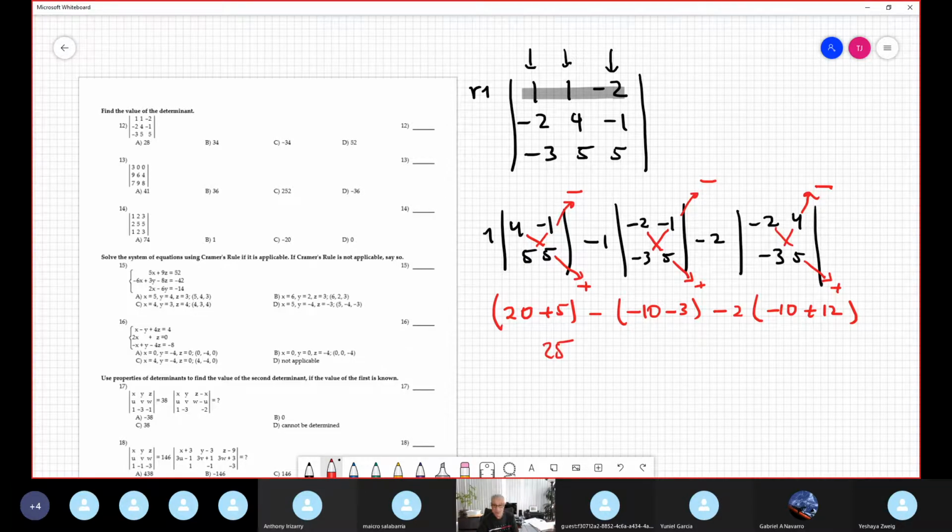This is negative 13, but minus plus is plus 13. And this is 2 times 2 is 4. And the answer is 25 plus 9 is 34. Positive 34 is B.